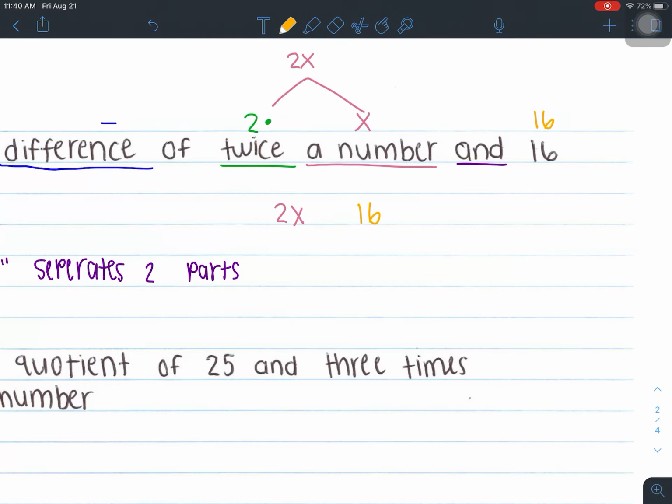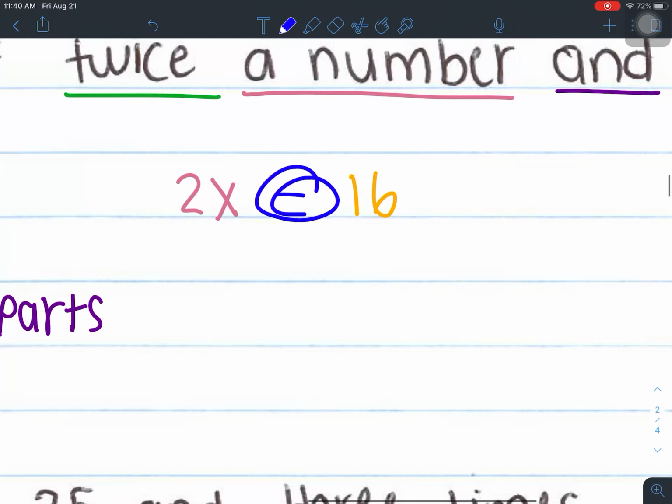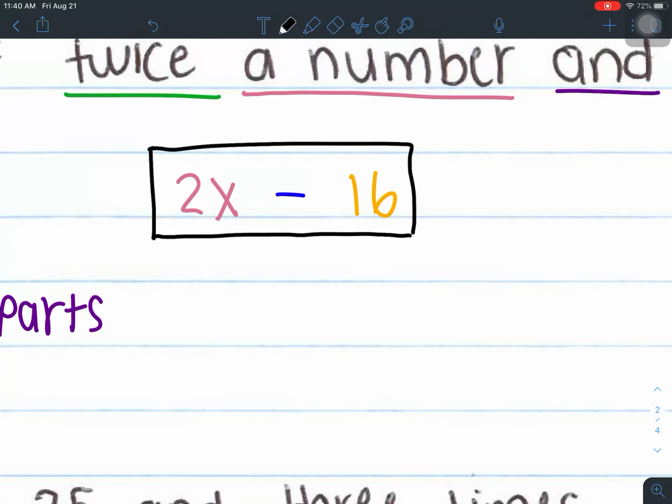So the 2x is on one side, the 16 is on the other side, but how are they separated? Remember, you want to look to the very beginning of that sentence and it'll tell you. It says the difference of these two things. Remember, difference means subtract. So the difference of twice a number and 16. So I'm taking the difference of this and 16. And again, there are no indicators that I have an equal sign, so this would be it.